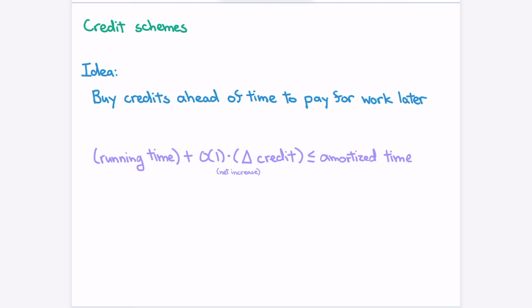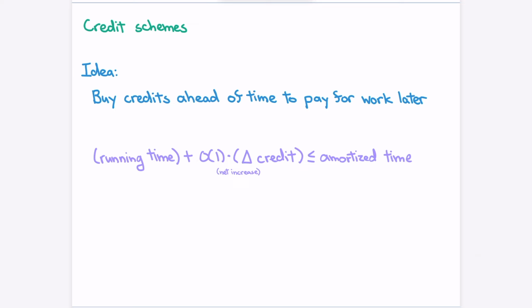And so if you can come up with some kind of system where for each operation, I'm going to buy this many credits and then I'm going to pay this many credits, and you can show that you always keep your balance non-negative, and that for any operation, the running time plus your change in credit is at most 10, then your amortized time will be at most 10. You can add them up at the end.